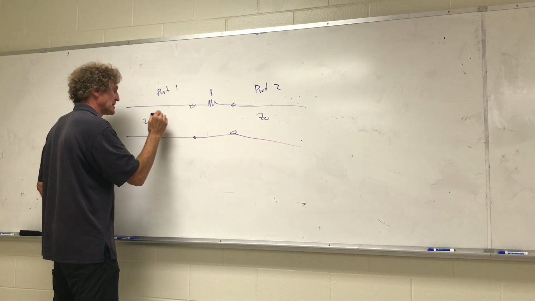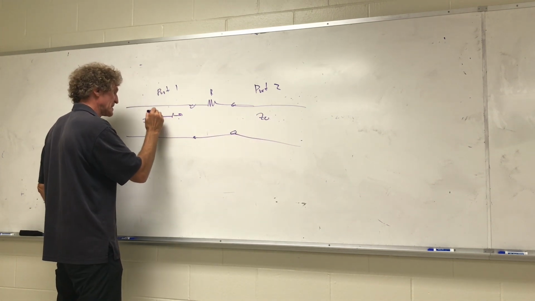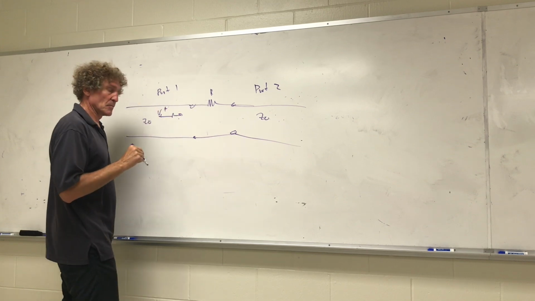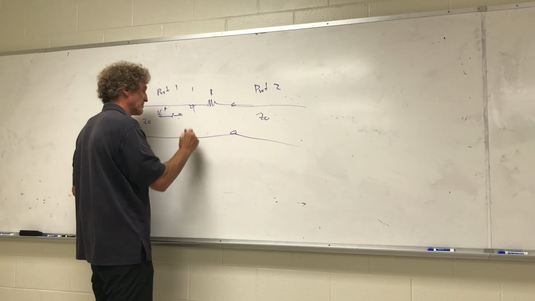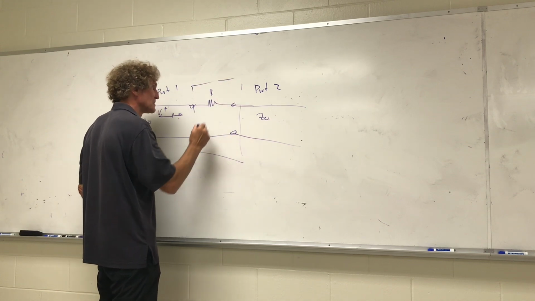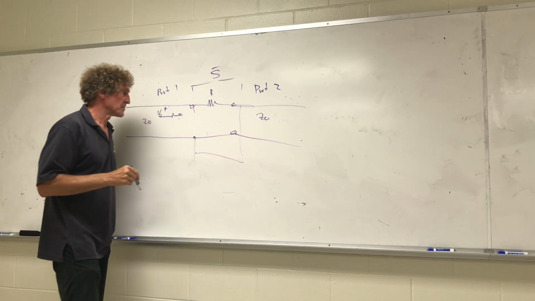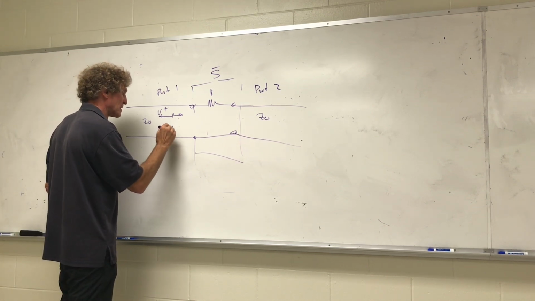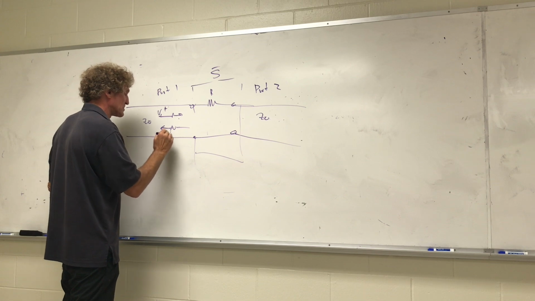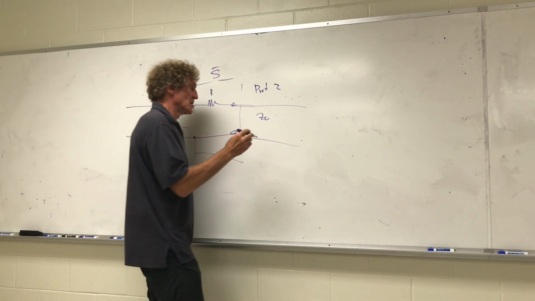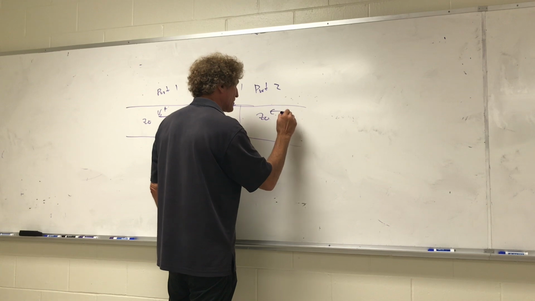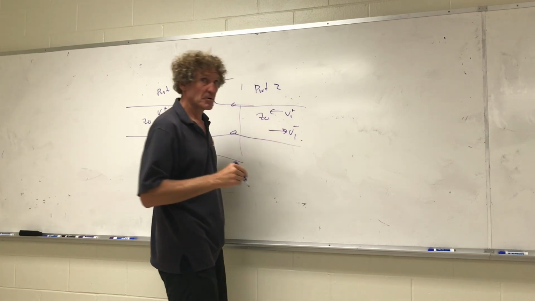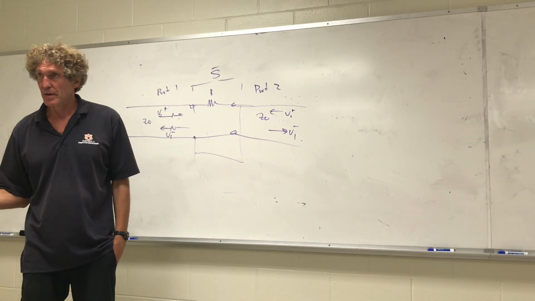You've got an incoming signal here. It's always designated, this is port 1, so if it's going into the port, into the device, this is S parameters for this, it's plus. If it's coming out, it's minus, so it's V1 minus. Here, you're going to have a V1 plus and a V1 minus. Are you with me? That's just standard.